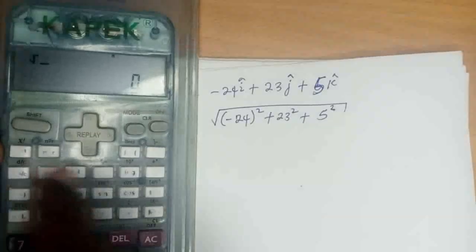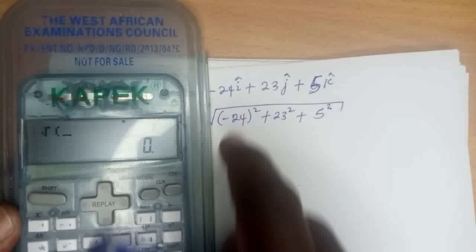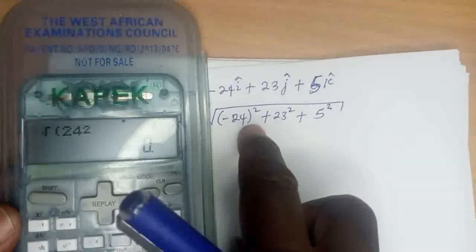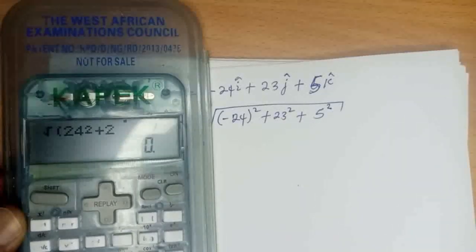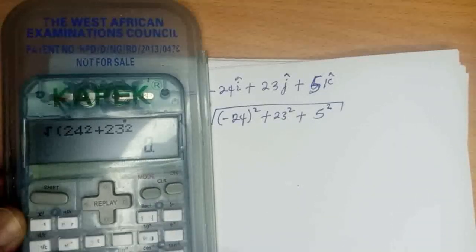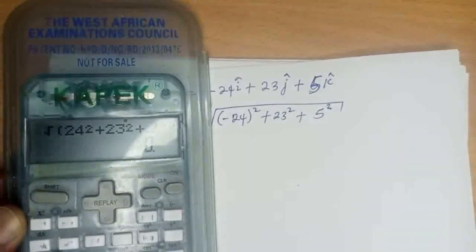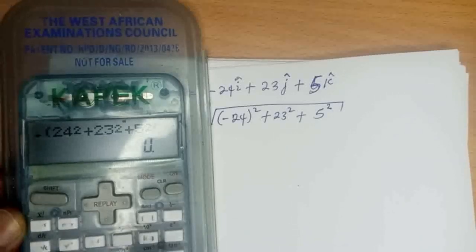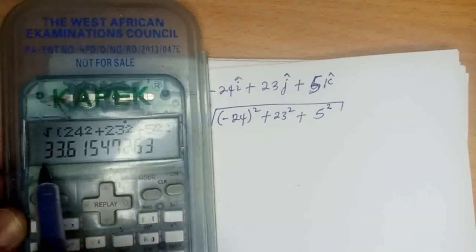Next, as usual, I will just use the quickest method since you are familiar with the long one. So I will now press square root, open bracket. I take the 24. Remember we said we are ignoring the negative sign. The square will take care of that. Then plus 23, we square it. Okay, 23 squared. Then plus we have 5, so we will press the 5, square it. Now close the bracket.